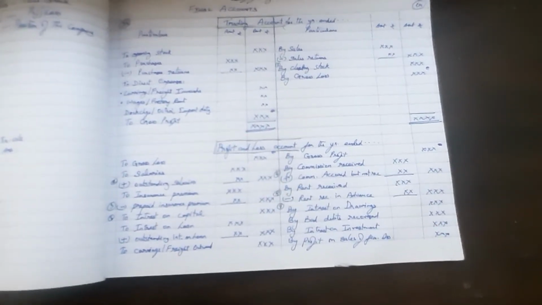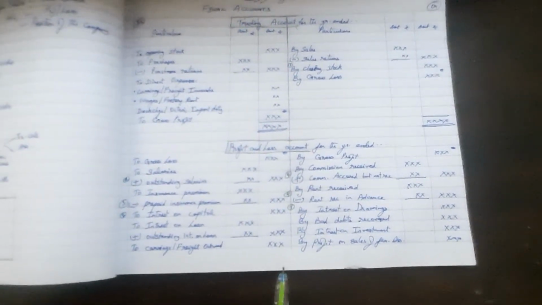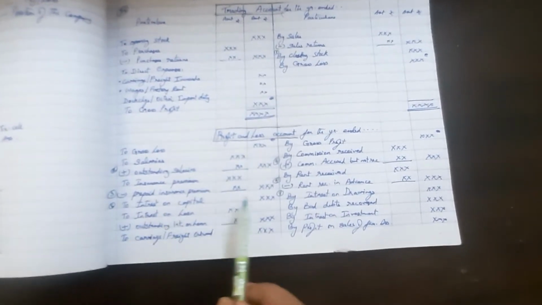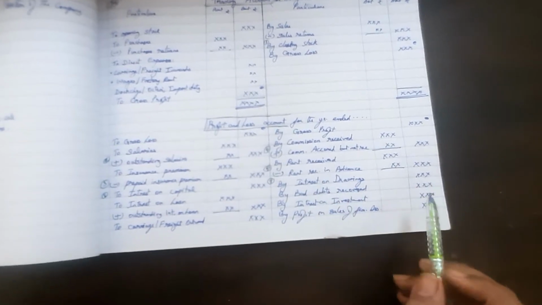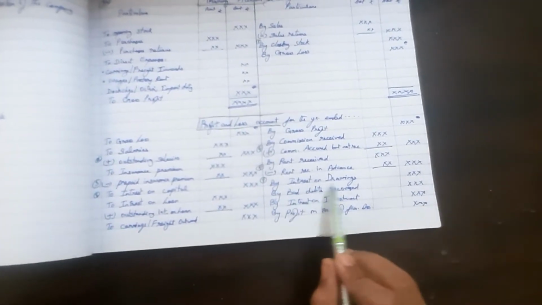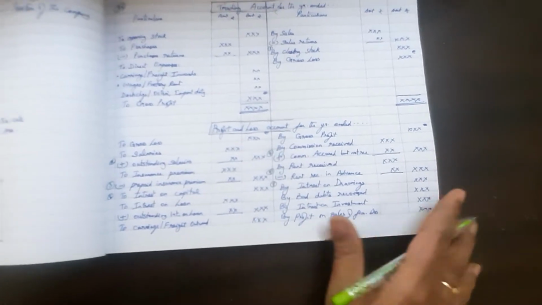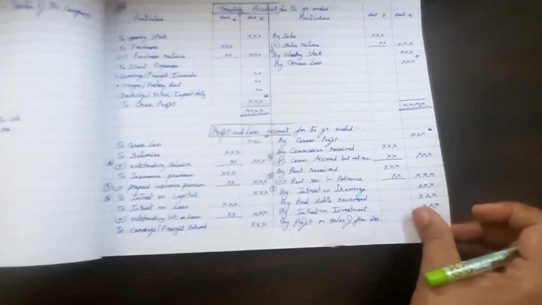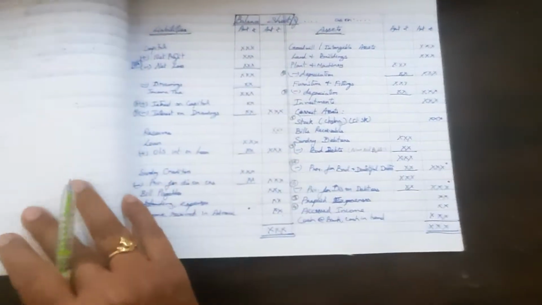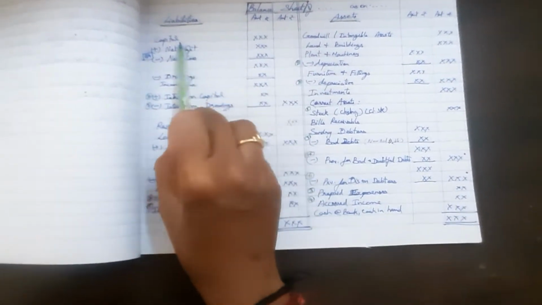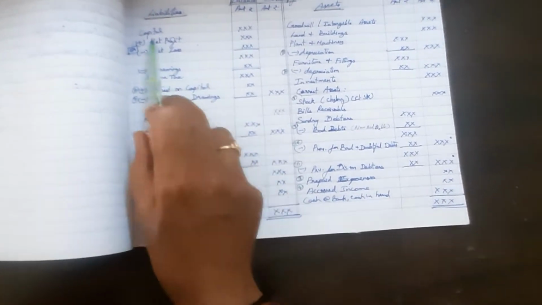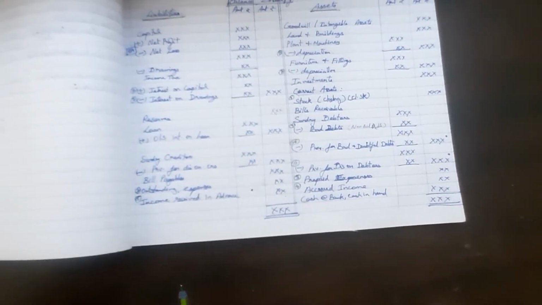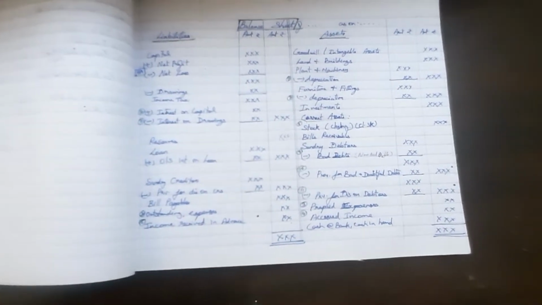Then we saw interest on capital and interest on drawings. Interest on capital is an expense for the company, so it is on the debit side of the P&L account. Interest on drawings is an income to the firm, so it is on the credit side. For the partner or the owner of the business, if it is a sole proprietor, we call it capital: interest on capital has to be added, whereas interest on drawings has to be subtracted from the capital. So this is the first set of seven adjustments we saw.